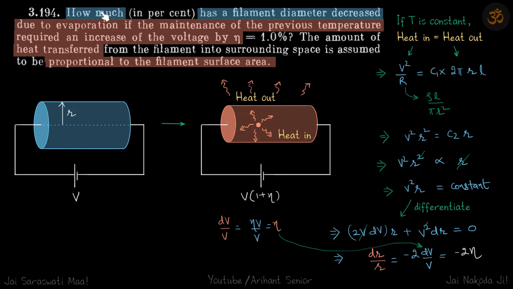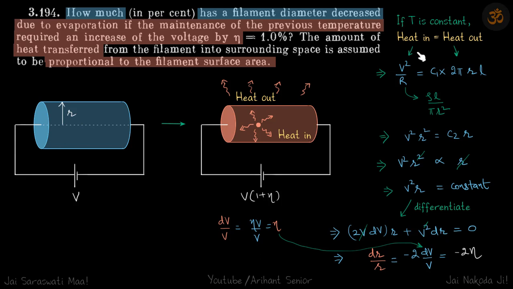Now let's read the question. How much has the filament diameter decreased due to evaporation if the maintenance of the previous temperature required an increase of voltage by eta times? And it's given that heat transferred through the surface is proportional to the surface area. So temperature is constant and voltage is increased by eta times. So new voltage becomes V1 plus eta. We need to find how much the radius of the filament has decreased.